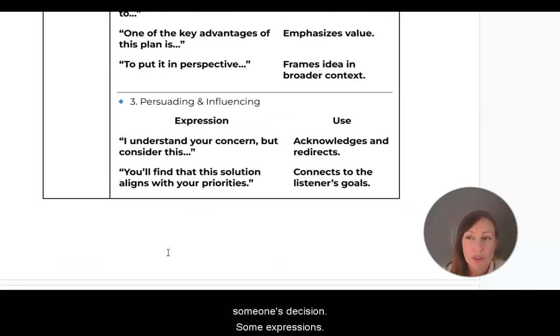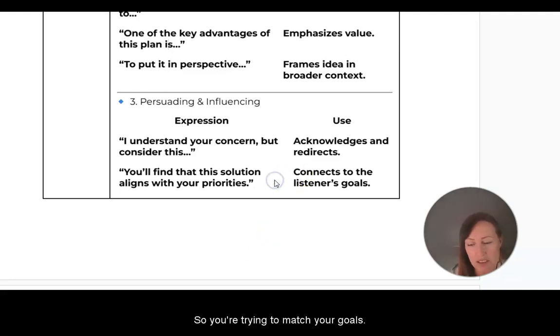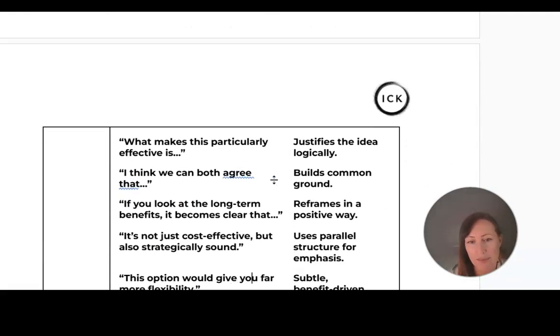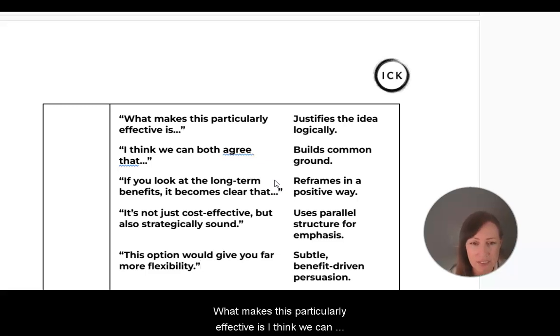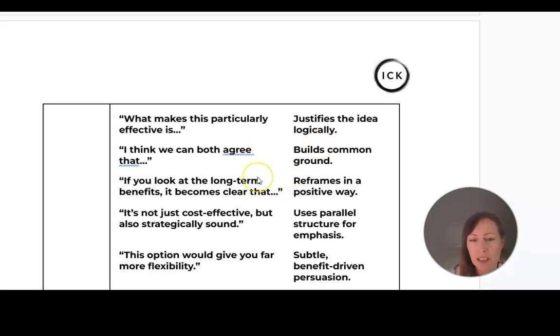When you're trying to persuade or influence someone's decision, some expressions: I understand your concern, but consider this. You'll find that the solution aligns with your priorities, so you're trying to match your goals. What makes this particularly effective is, I think we can both agree, you're building common ground here. If you look at the long-term benefits, it's clear that. So to be positive.